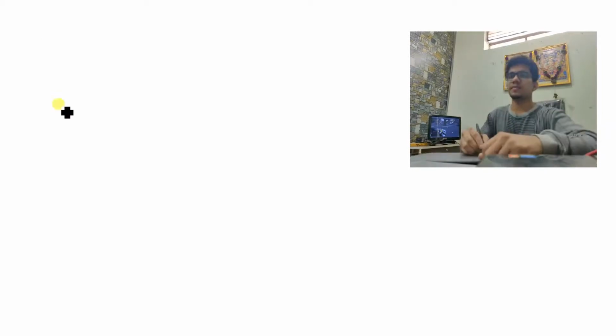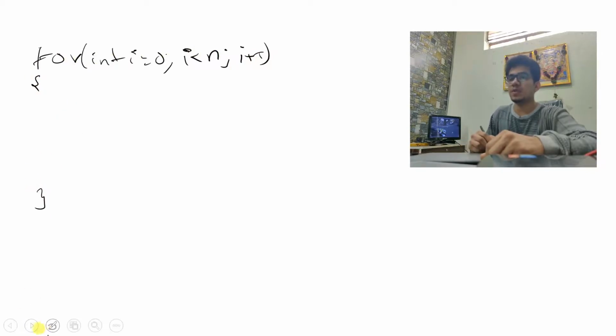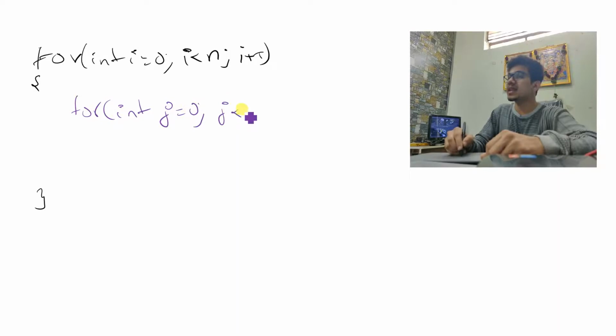Let me write one for loop, where int i starts from 0, i is less than n, i plus plus. Inside this for loop, I'll write one more for loop, maybe with a different color here. One more for loop with int j starting from 0 and j less than n only, j plus plus.